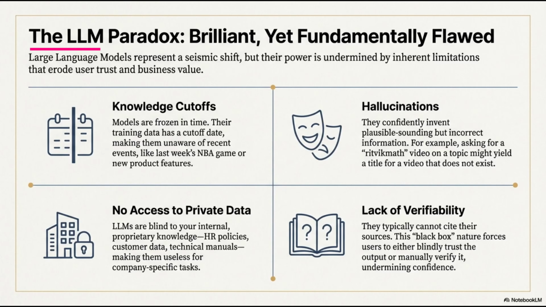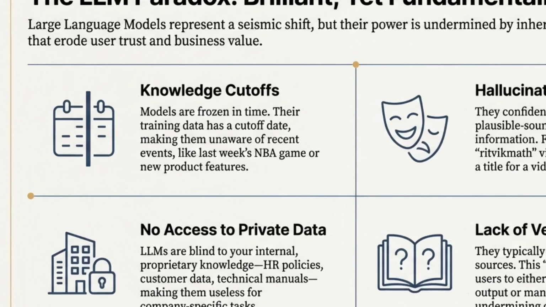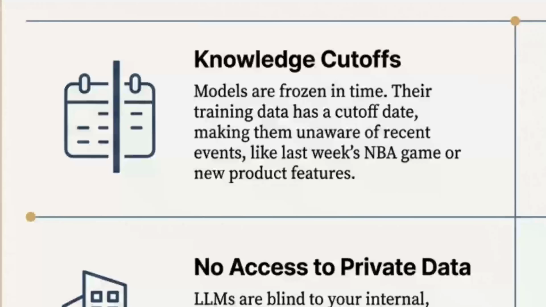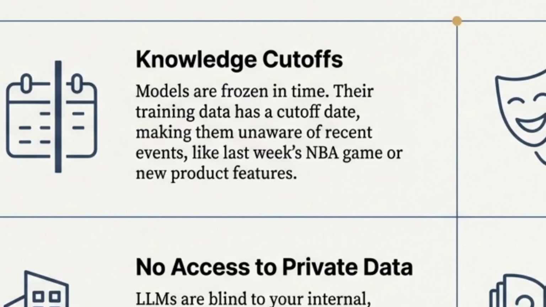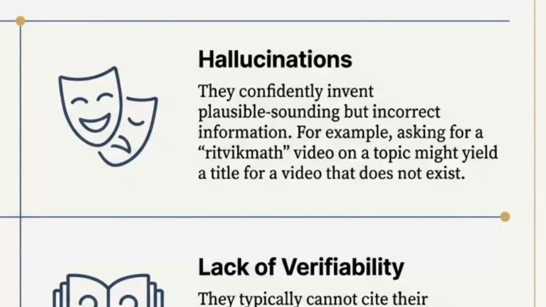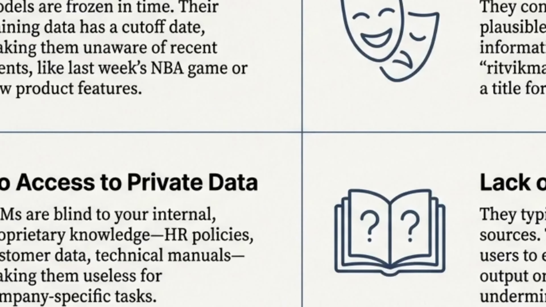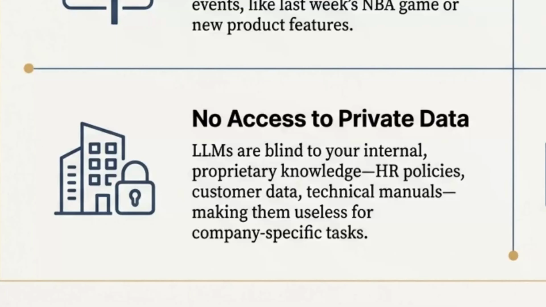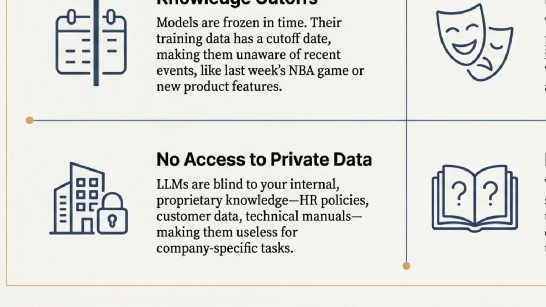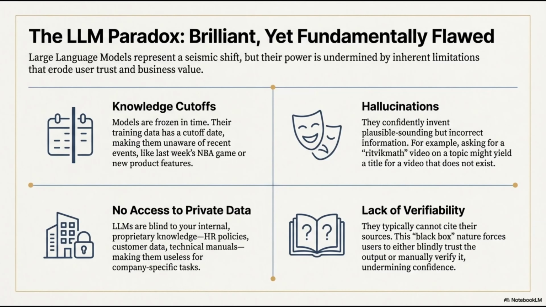We call it the LLM paradox. These models are brilliant, but they have some serious flaws. First, they are frozen in time. They have a knowledge cutoff, so they don't know about the game last night or your new product launch. Even worse, they hallucinate. They will confidently lie to your face, inventing video titles or facts that sound plausible but are totally made up. And finally, they are blind to your private data. They don't know your HR policies or customer secrets, which makes them pretty useless for company specific tasks.